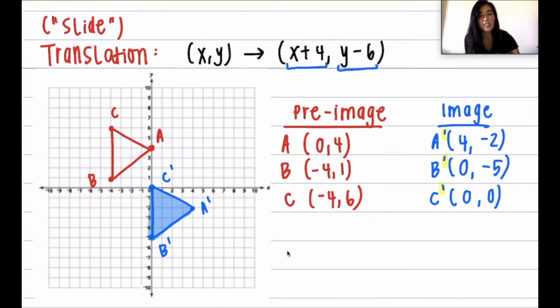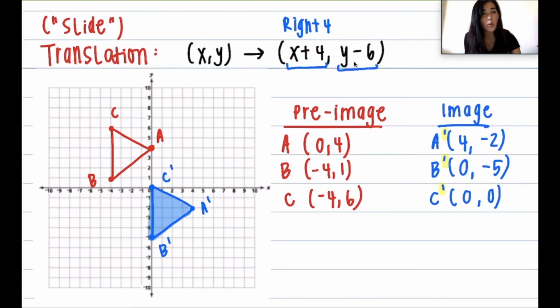The other thing that I actually want to point out to you guys is how it's been translated. So if you take a look at this rule here, for the x values, 4 was added. And if I show you this here, notice this is where A is. A has been shifted over 1, 2, 3, 4. So this is just telling us that we have shifted over to the right 4. So again, anything on that x-axis is going to tell us that we're moving either left or right.